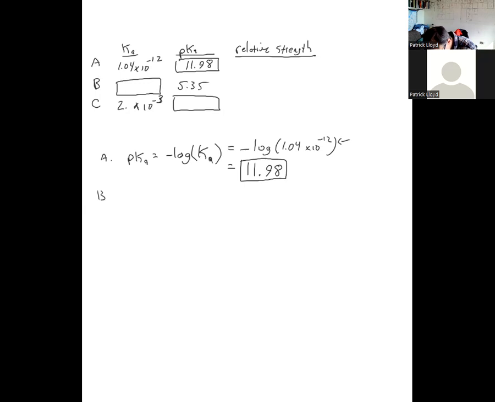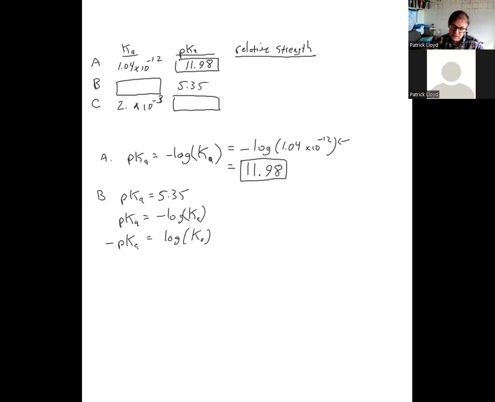So now notice with this one, we're given the reverse. We're told the pKa, and we want to find the Ka. Well, how do we do that? It's just like we did with pH and hydronium concentration. So pKa is minus log of Ka. If we want to get Ka, we have to multiply both sides by -1. So don't forget to do that first. That changes the sign.